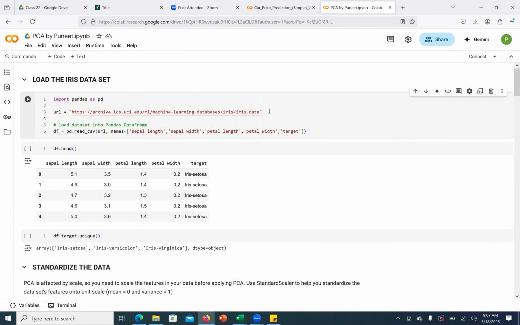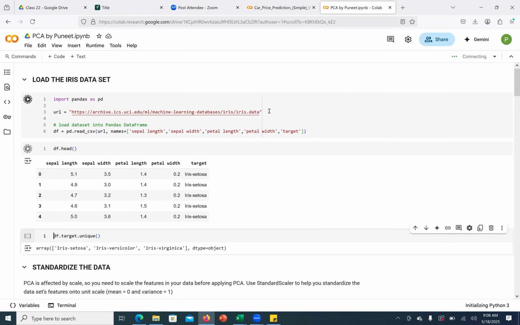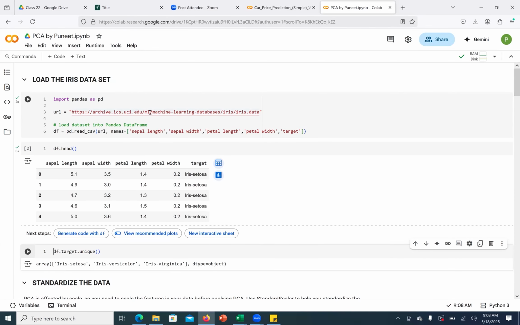So the first part is where we will be importing this iris dataset. It's a very famous dataset in which, based on the sepal length, sepal width, petal width, right? We try to see which kind of flower it is. I think there are three types of flower it has. We try to see which kind of flower it is based on the length and width of petal and sepal. So we are just importing data from this link.